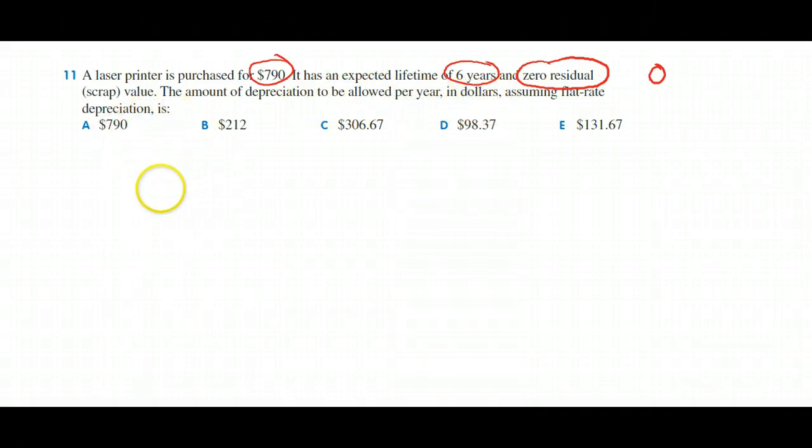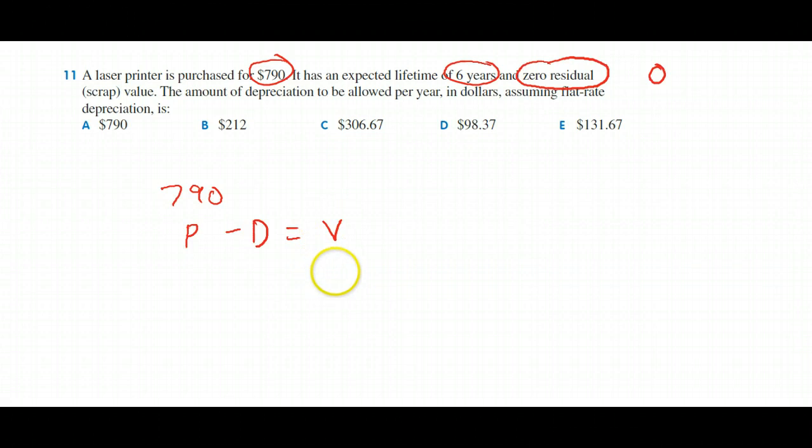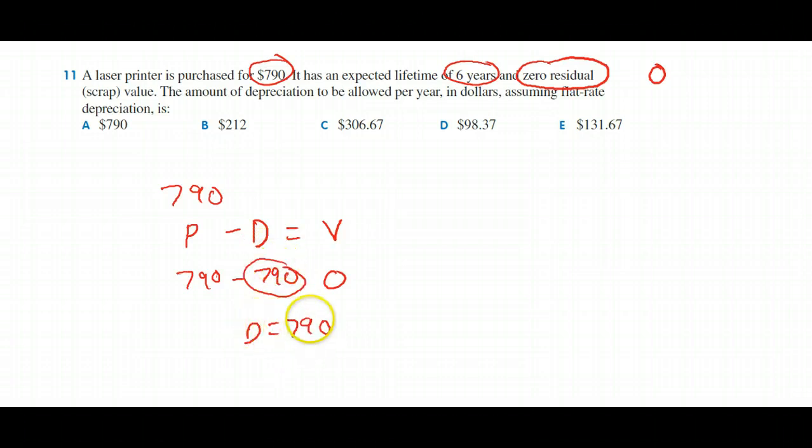Okay, so it started off at $790. That was its purchase price, its original price. And then if you minus the depreciation away from that, then you get the scrap value or current value. Okay, and we know the scrap value was $0. At the end of its life, it's worth $0. The purchase price was $790. So how much was depreciation to get down to 0? Well, that had to be $790 as well. Okay, so now we know that D equals $790 from this equation, purchase price minus depreciation equals the current value.